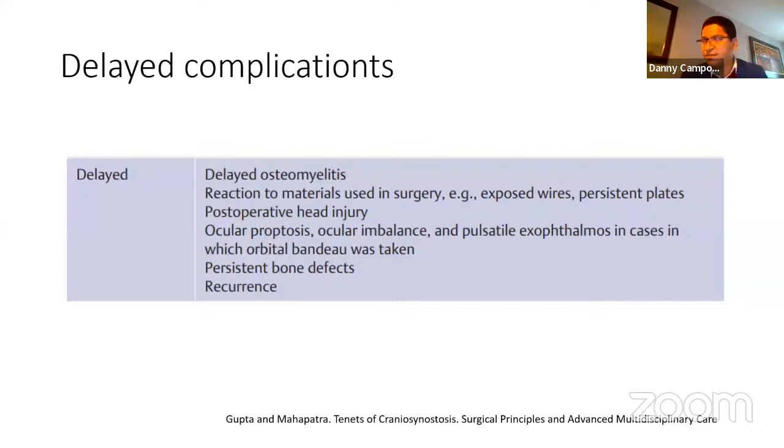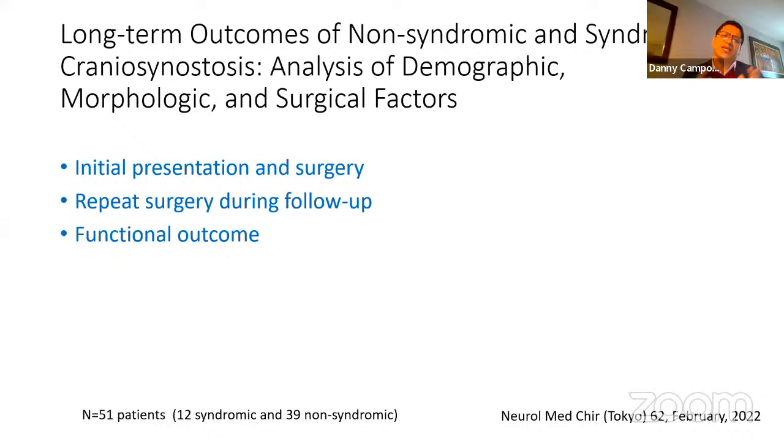This paper is interesting because it analyzes the demographic, morphological, and surgical factors in patients with syndromic and non-syndromic synostosis. The topic is approached in three points: initial presentation and surgery, repeat surgery during follow-up, and functional outcome. The number of patients evaluated, syndromic and non-syndromic, was 51.